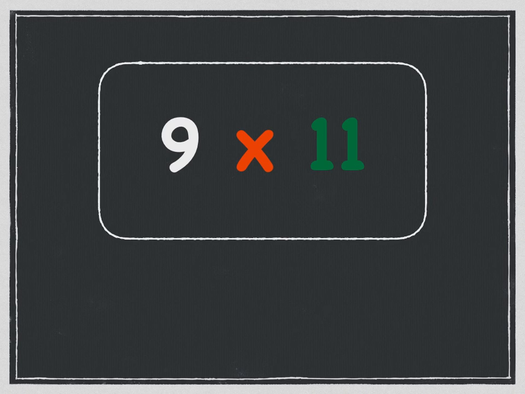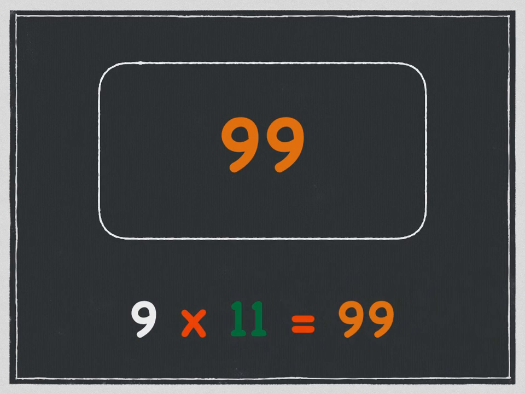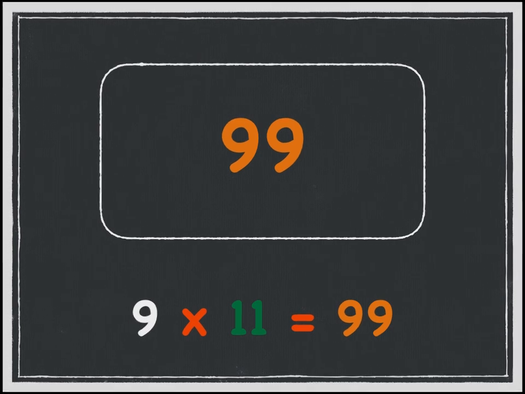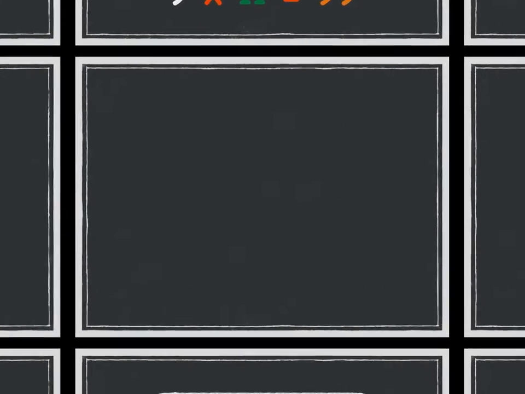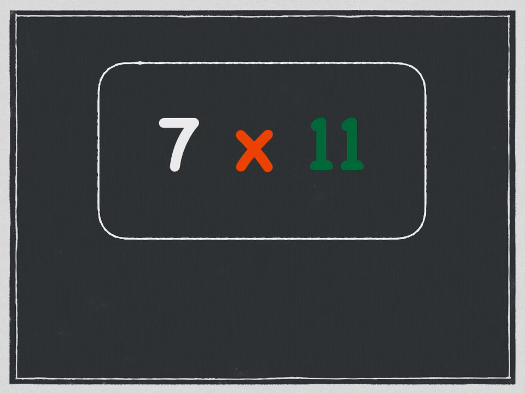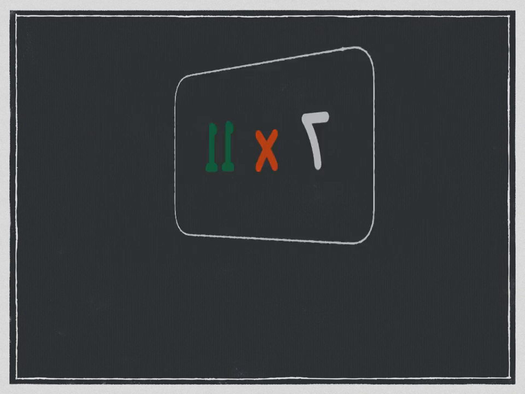9 times 11 is 99. 9 times 11 is 99. 7 times 11 is 77. 7 times 11 is 77.